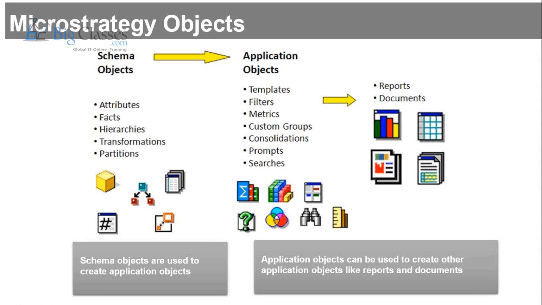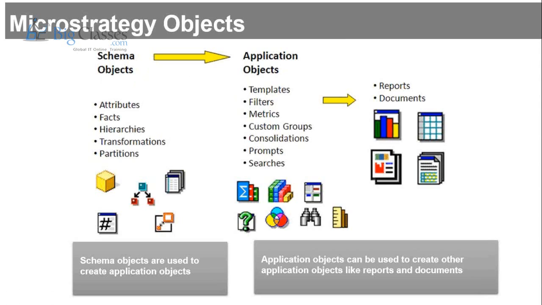Don't worry about all these objects. I'm just making you familiar with them, and we are definitely going to see each and everything in detail. So the schema objects are directly mapped to your tables and columns. Once you're done with the schema objects, they are used to create your application or public objects, like metrics, prompts, filters, consolidations, and so on. These application objects are created using the schema objects. Application objects do not map directly to your tables and columns, but they are indirectly mapped through the schema objects.